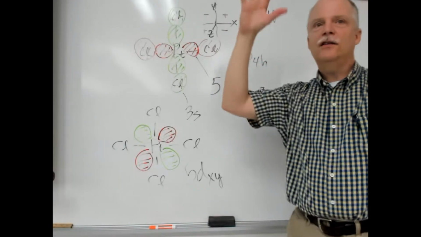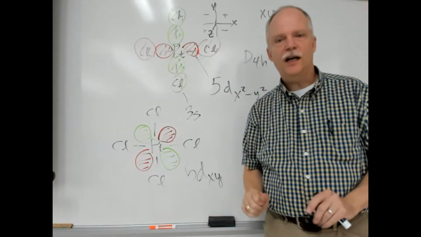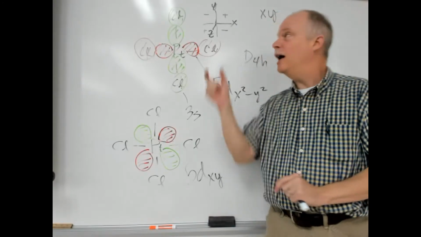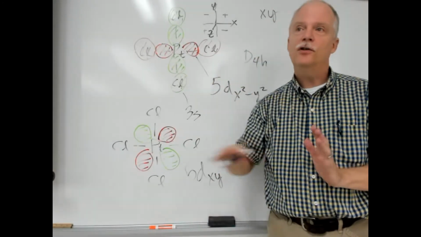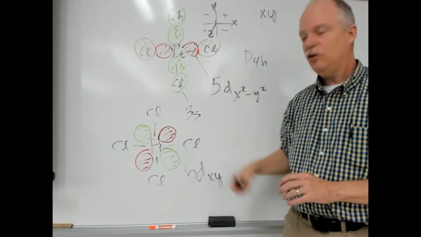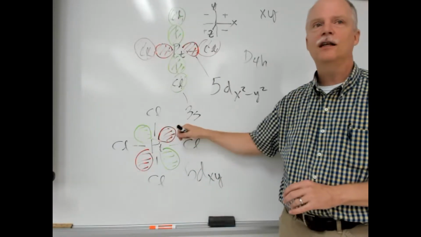And so then I go to the D4h character table and I find the row that has xy on it. And that's going to be the symmetry of this orbital. Now you said, what about the chlorines? Well, what do you think would interact with this kind of pattern?